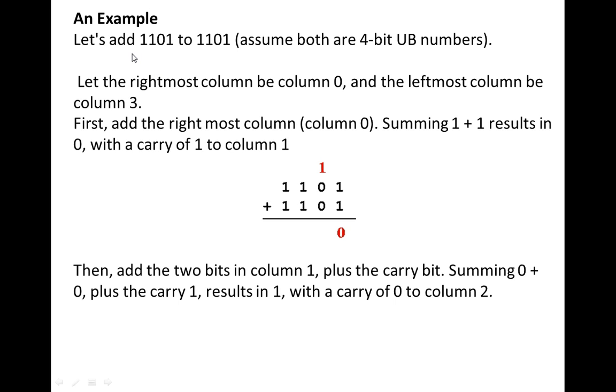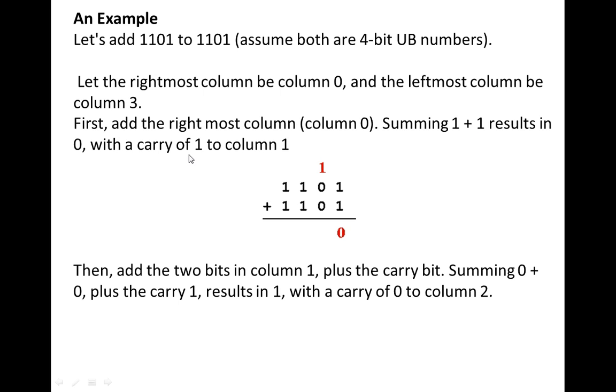This is an example. Let's add 1101 and 1101. Assume both are 4-bit unsigned numbers. Let the rightmost column be column 0 and the leftmost column be column 3. First of all, add the rightmost column, that is column 0. Summing 1 plus 1 results in 0 with a carry of 1 to column 1. I told you in the last class how to add 1 plus 1.